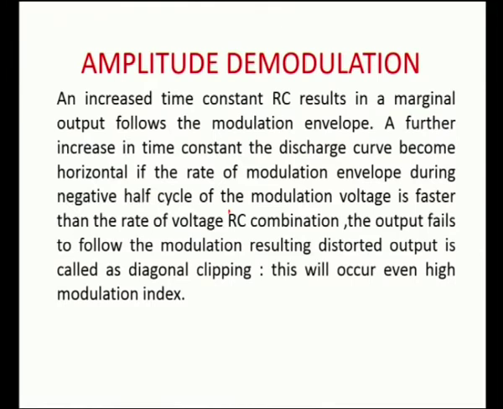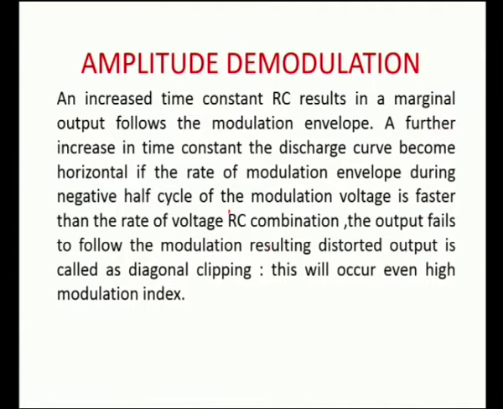While constructing the demodulation circuit, you should be very careful with the time constant RC. An increased time constant RC will result in marginal output which follows the modulation envelope. If you further increase the time constant, the discharge curve will become horizontal if the rate of the modulation envelope during the negative half cycle of the modulating voltage is faster than the rate of the RC combination. So, the output fails to follow the modulation, resulting in distorted output. This is called diagonal clipping. This will occur only when the modulation index is very high.